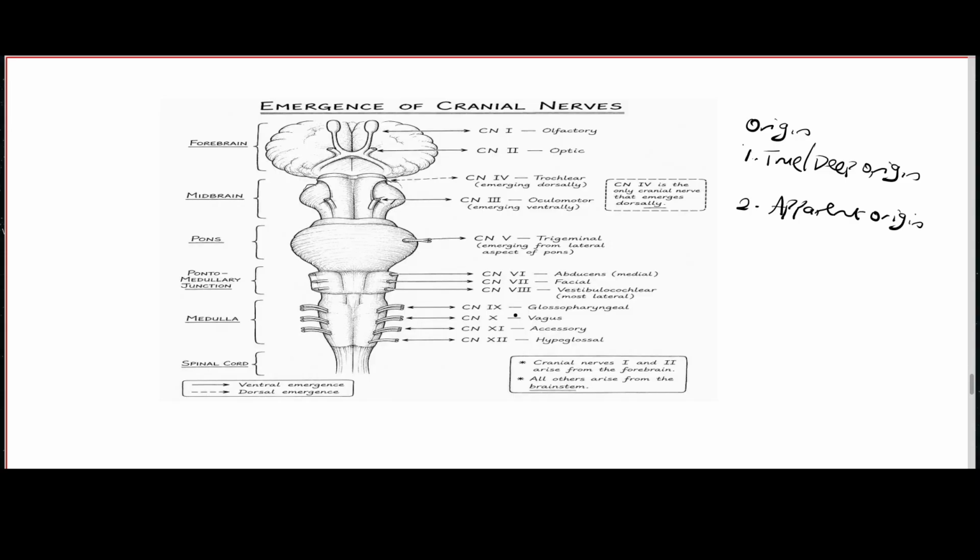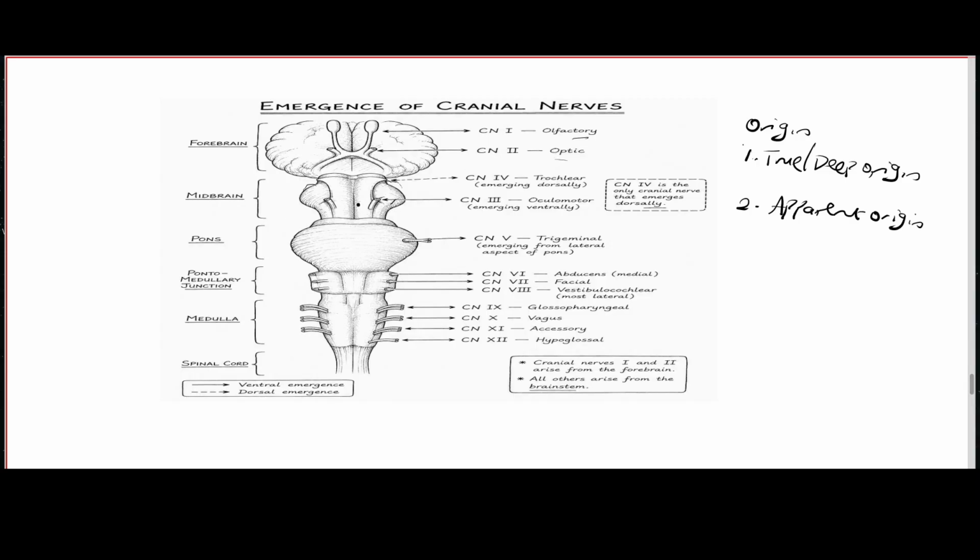So we have a diagram here to show us the emergence of the cranial nerve, or the exit point, or the apparent origin of the cranial nerves. So where each nerve is actually coming out from the brain. We have the forebrain. Two nerves are actually coming out from the forebrain: the olfactory nerve and the optic nerve.